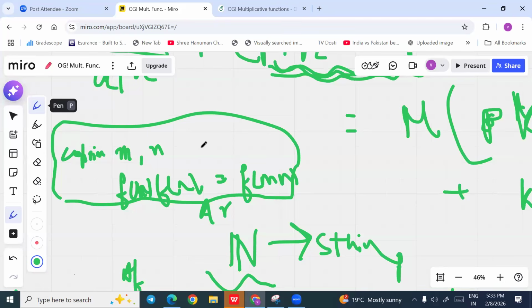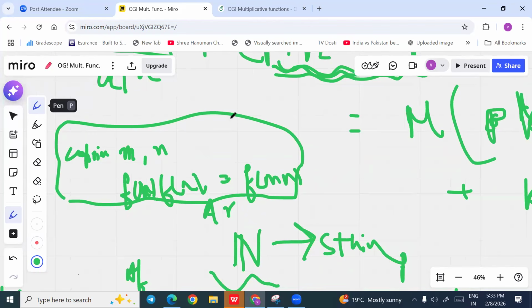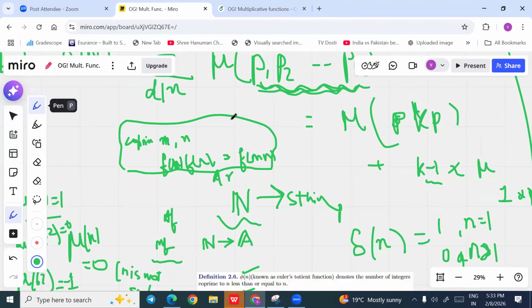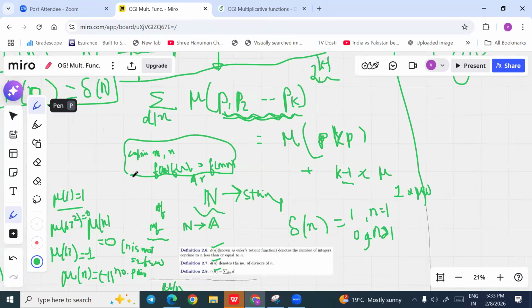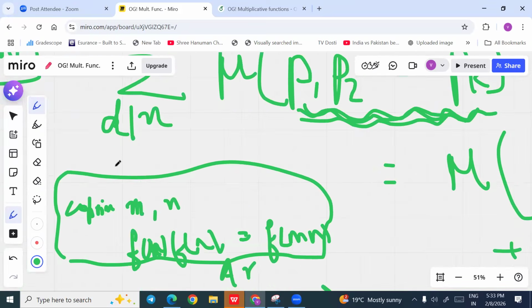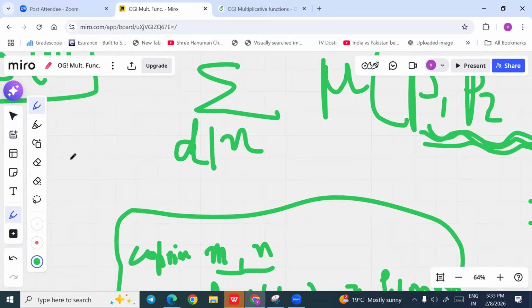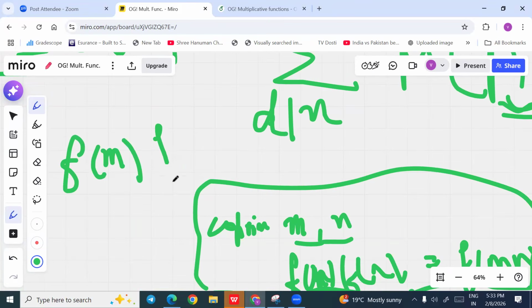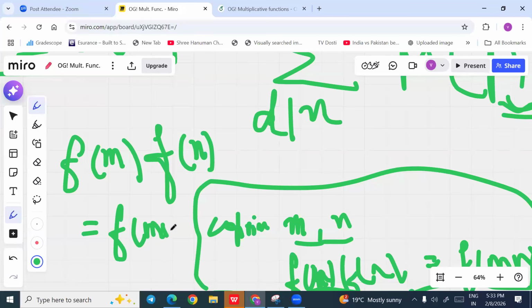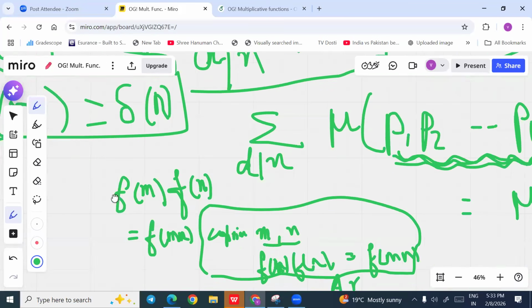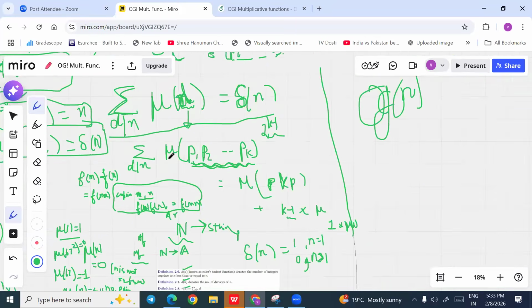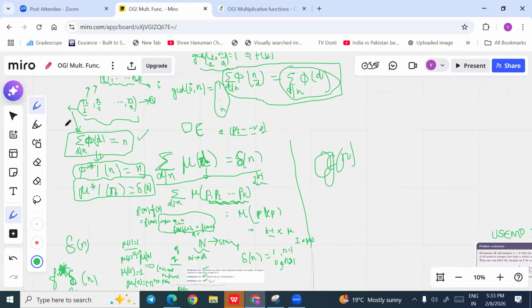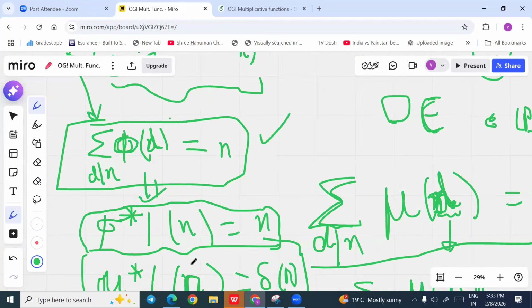Please repeat what you said. Those functions such that for all coprime m, n. You understand what coprime is, right? I mean the Mobius function thing which you said now. Which one then? You didn't get this one.